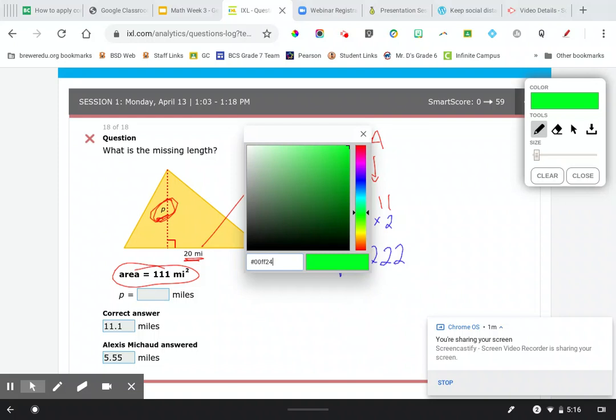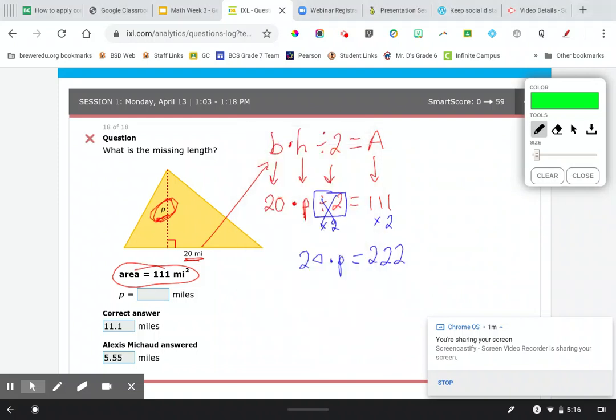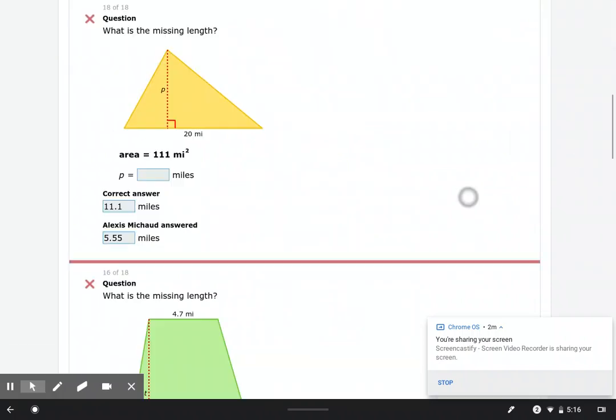Now, how do you get rid of P times 20? Well, I divide by 20. So dividing by 20 will get rid of that, so I divide by 20 here, right? All you're doing is doing the opposite. I need to get rid of a divide by 2, so I'm going to multiply by it. I need to get rid of a times 20, so I'm going to divide by it. So P equals 11.1 because 222 divided by 20 is that, right? We'll show this again. Let's move on down.